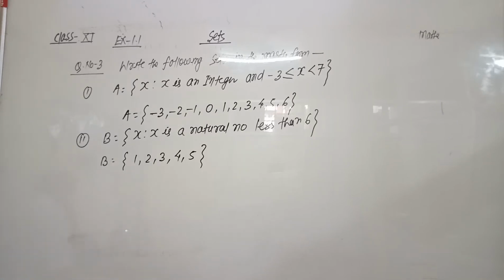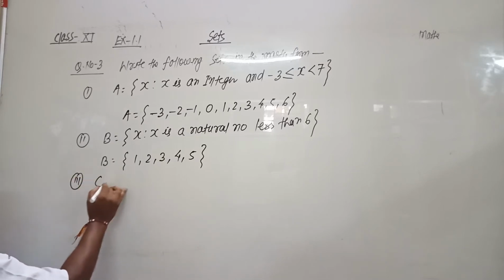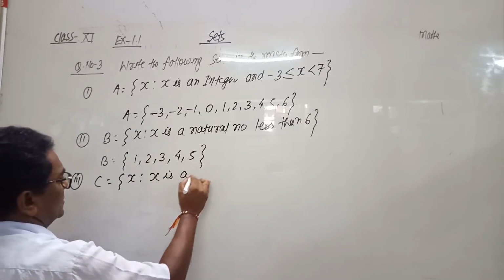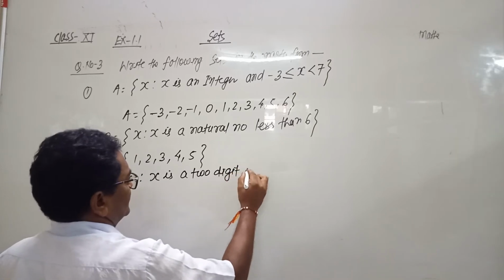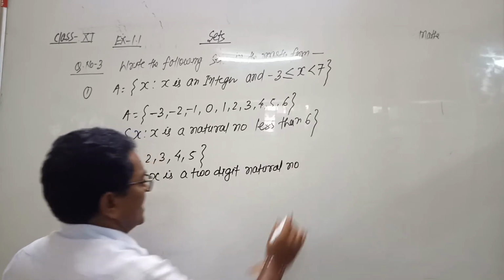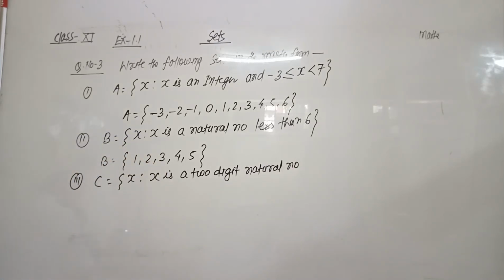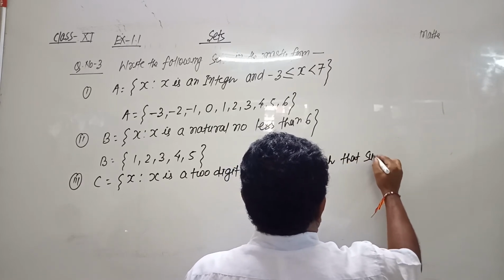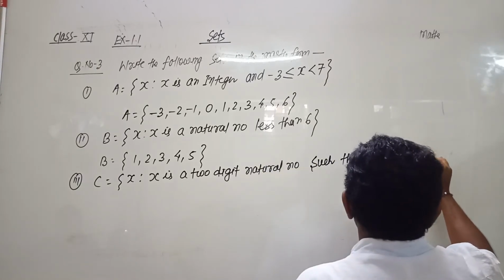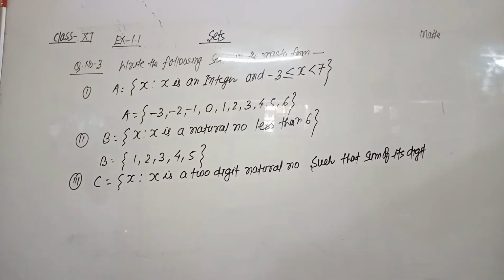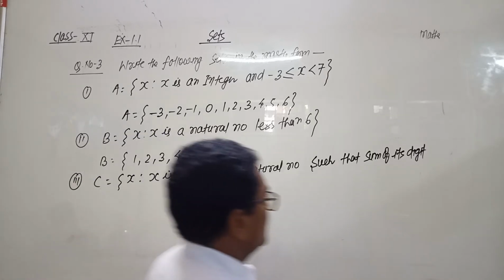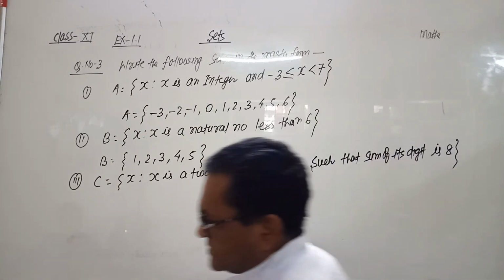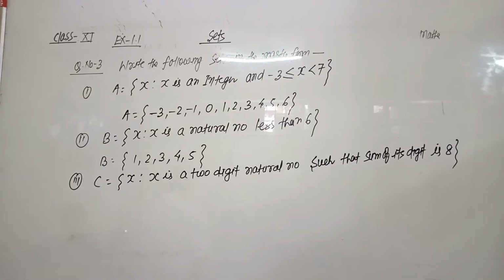The third is x such that x is a 2-digit natural number, such that the sum of its digits is 8.